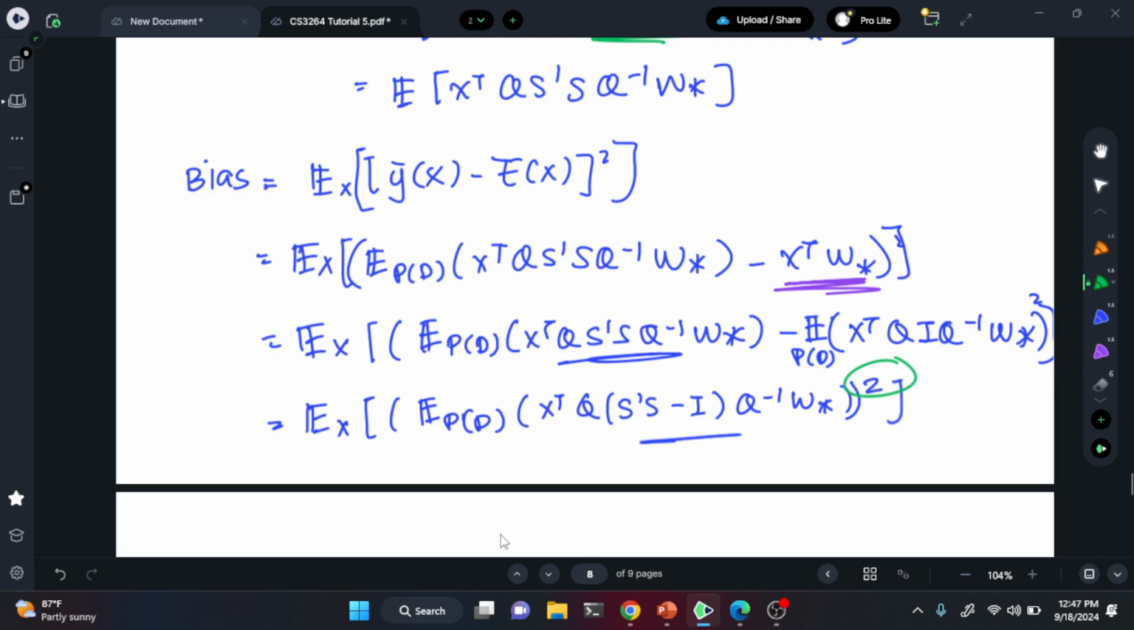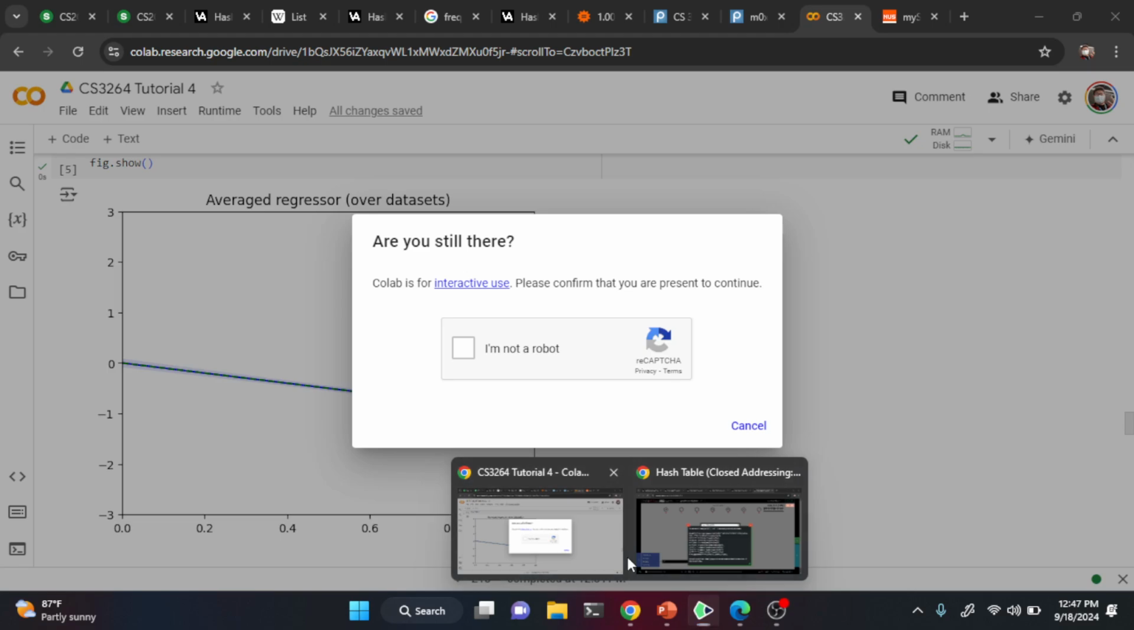So that's the essence of today's tutorial. You will see that when you introduce a regularization, your bias will be present. Now, how do you imagine this? I will show you in the same notebook.